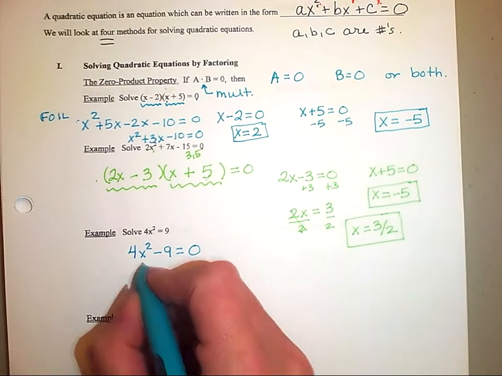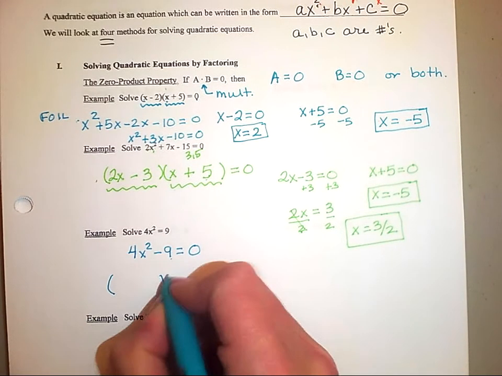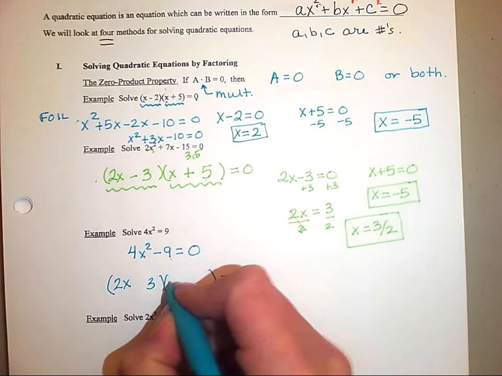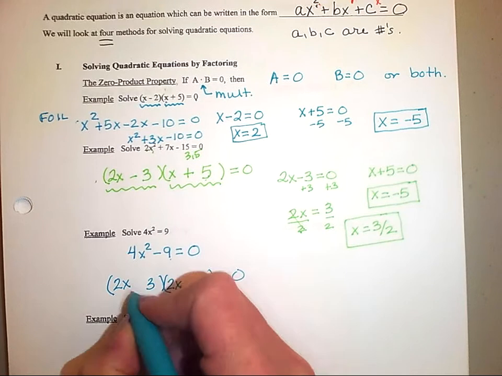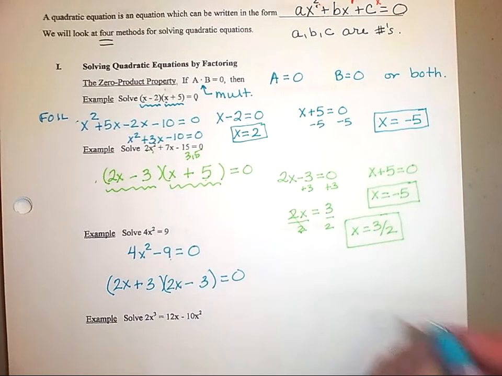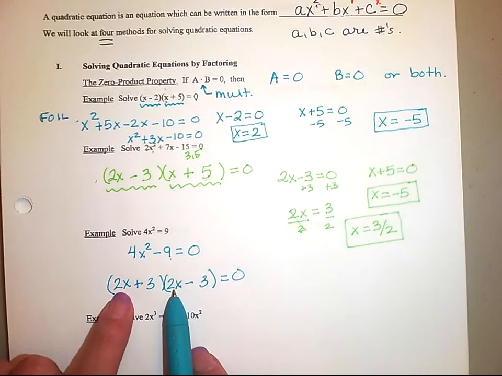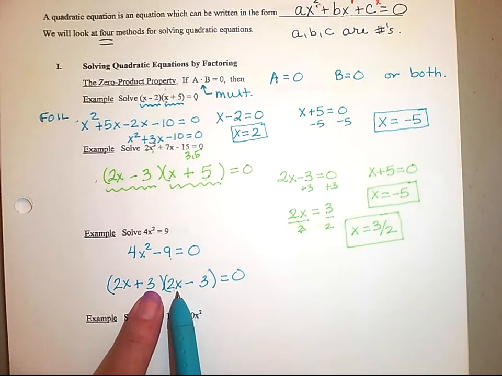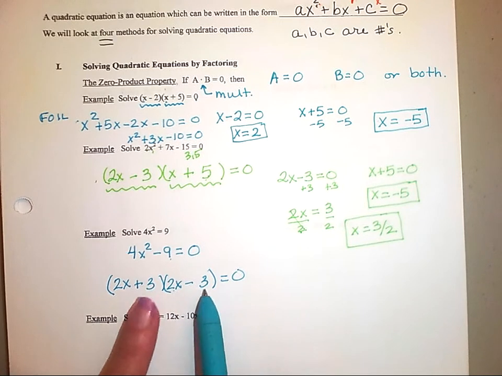Now let's factor this. This is just the difference of two squares. So we'll need a 2x and a 3. And since it's the difference, we'll make one plus and one minus. Okay? So we'll get 4x squared minus 6x plus 6x. Well, that goes to 0x. And then minus 9.